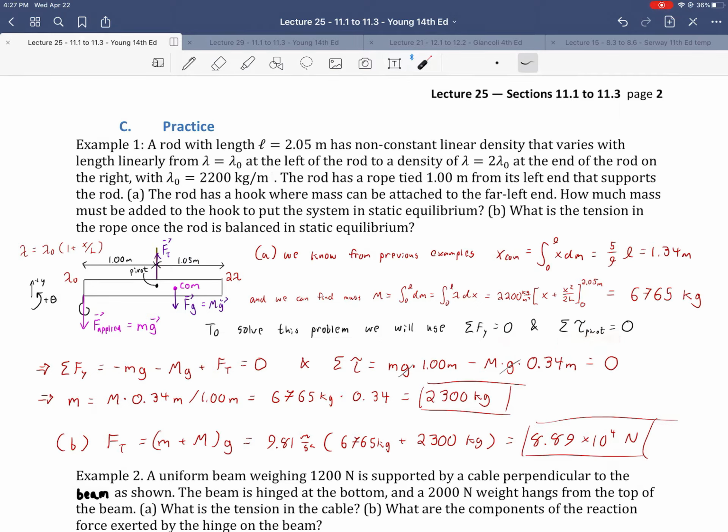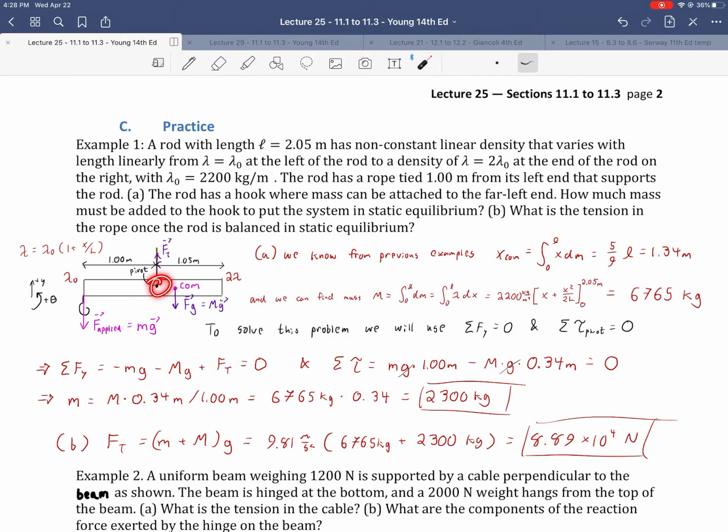To solve this problem, we're going to use the sum of forces in the y direction and the sum of torques about our pivot. We don't have to care about anything in the x direction because there are no forces in the x direction. Essentially, the rod has a hook where mass can be attached to the far end. How much mass must we add to the hook to put the system in static equilibrium?